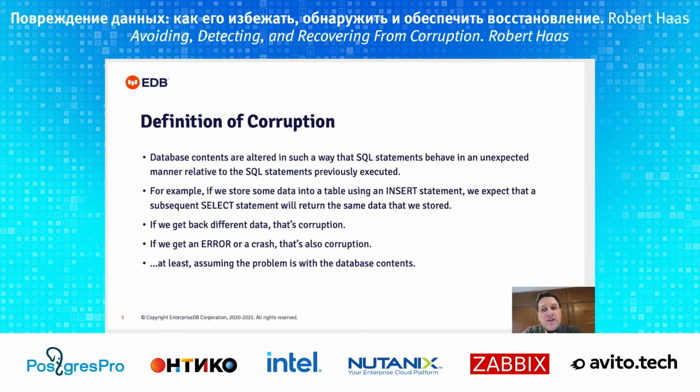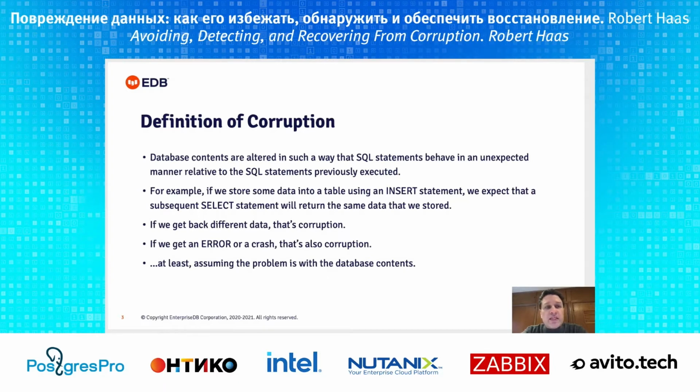So in terms of a definition of corruption, the best thing that I could come up with is to say that corruption means that the database contents have been altered in some way. And specifically, they've been altered in such a way that SQL statements behave in a really unexpected manner relative to the other SQL statements that have been previously executed. So, for example, if we store some data into a table using an insert command, our reasonable expectation is that a subsequent select command will return the same data that we stored, assuming, of course, that we haven't modified it since it was originally stored.